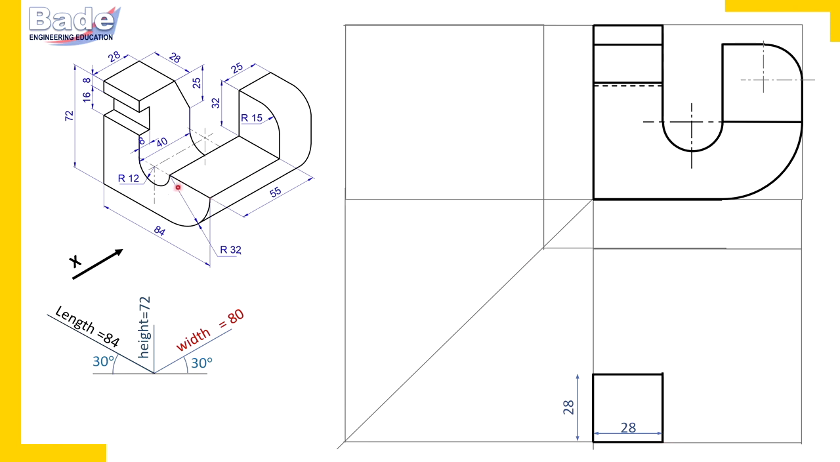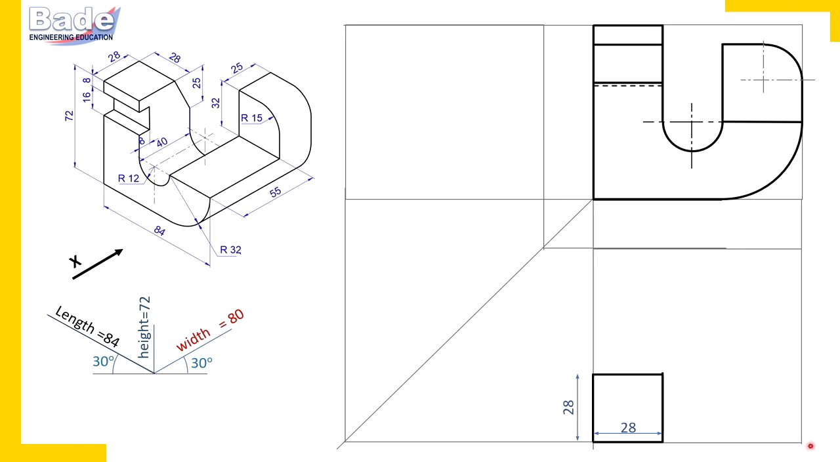Again, this length is 32 millimeters. Check the radius of this curved edge, and here it is, the center. So this length is 32. And this length of the surface is 55. Now parallel to width 55 millimeters and parallel to length 32 millimeters from the right side.